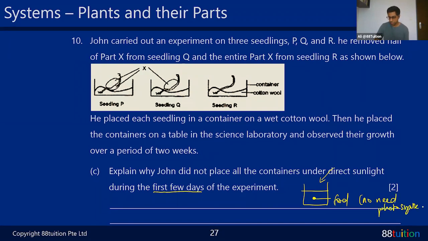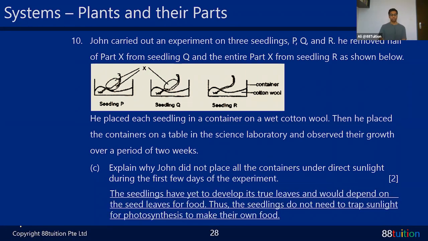Okay, no need for this. See how I write the notes very fast. How do we write this down as an answer? You must say, John did not place all the containers under direct sunlight because the seedling does not require light to go through photosynthesis. It already contains its own food. Okay, there you go. The seedlings have yet to develop their true leaves and will depend on the seed leaves for food. Therefore, it does not need to trap sunlight for photosynthesis.